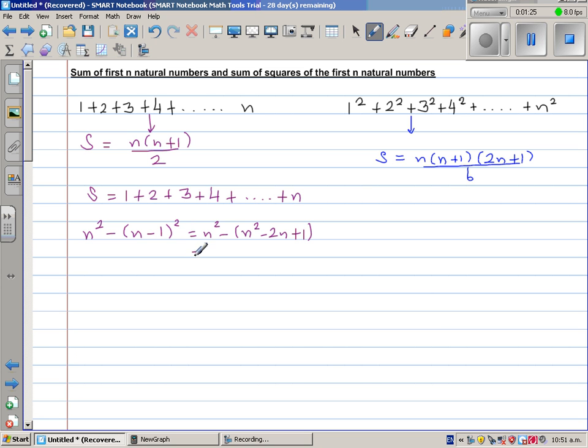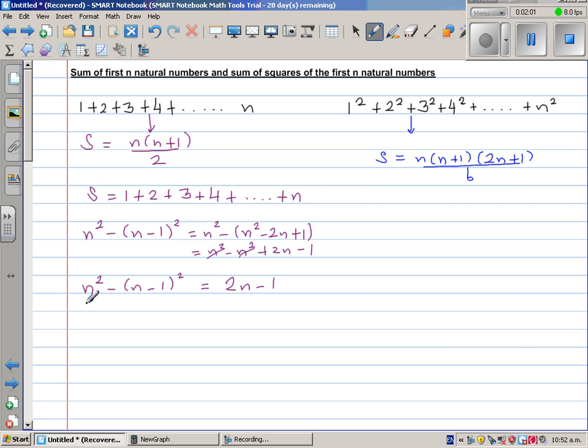And if you expand this further, this is n squared minus n squared plus 2n minus 1. So this n squared and this n squared get cancelled. So we can write n squared minus (n minus 1) the whole squared is equal to 2n minus 1. Now what does this mean? This is the square of a number, take away the square of a number 1 less than this.